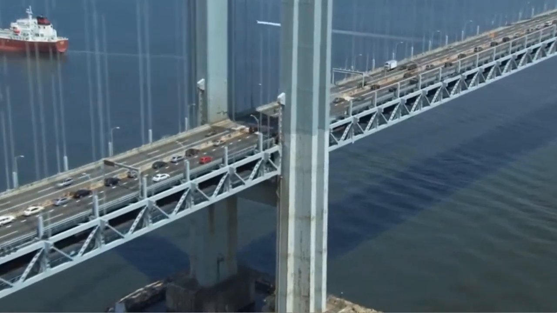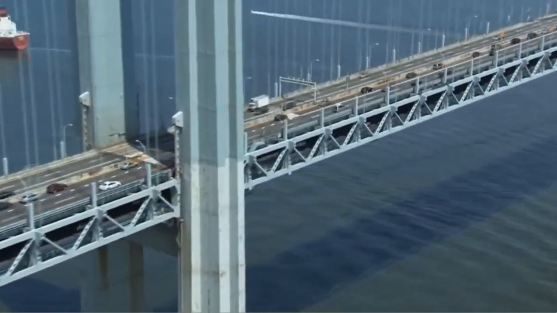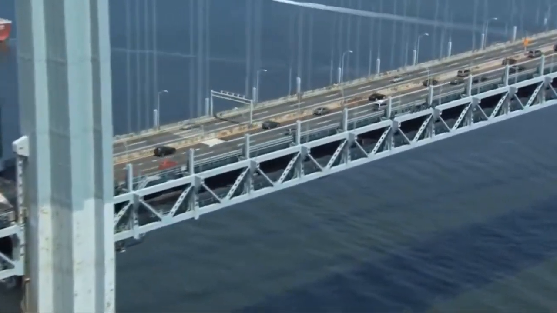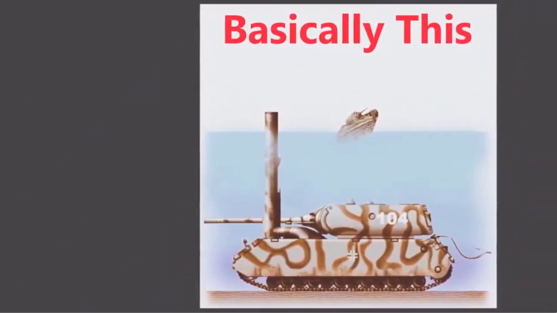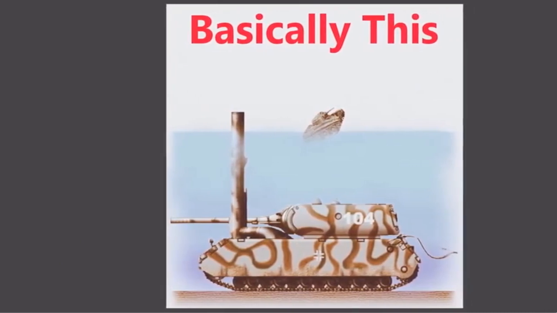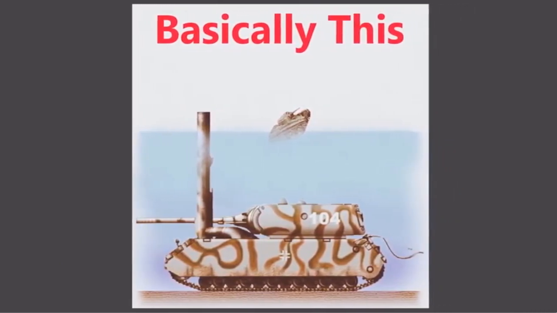Firstly, it was so heavy that it couldn't drive over any bridges without collapsing them beneath its own weight. So if it needed to cross a river, then it had to go underneath it, and the crew would use a snorkel to pump air into the main cabin, which is just ridiculous.